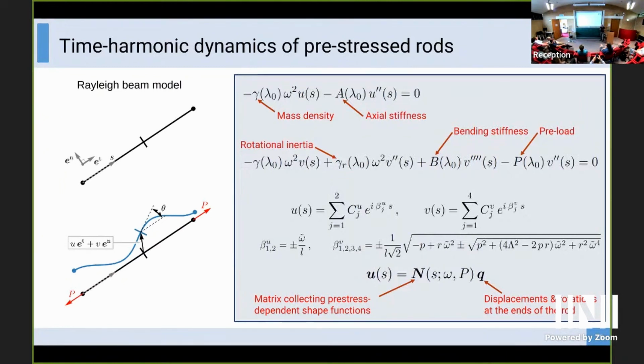And since these are just linear ODEs, they can be solved exactly, and the solution can be written in this convenient matrix form. So this displacement field U is given by a matrix of shape functions times a vector Q collecting displacement and rotations at the end of the beam. I would like to emphasize here that although this looks similar to the finite element method, this is not a finite element approximation, it is an exact solution. And indeed, the shape functions depend on both the angular frequency and the prestress. In the standard finite element method, the shape functions are independent of the frequency and independent of the prestress, usually just Hermitian cubic polynomials.